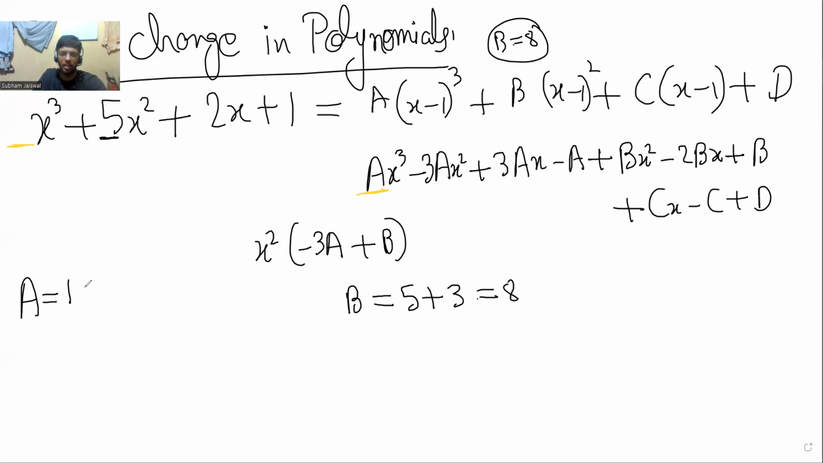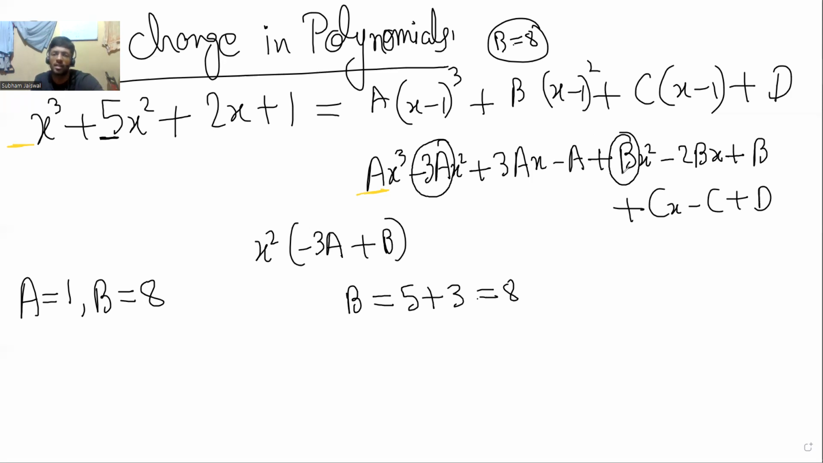Aparna, is that doubt cleared now? Making sense? That it is from the x square terms, because there are the terms that are x square, from those only we can take common, right? Yes, B is 8. Yeah, Aparna, do you see, right? This x square coefficient is minus 3a plus b.